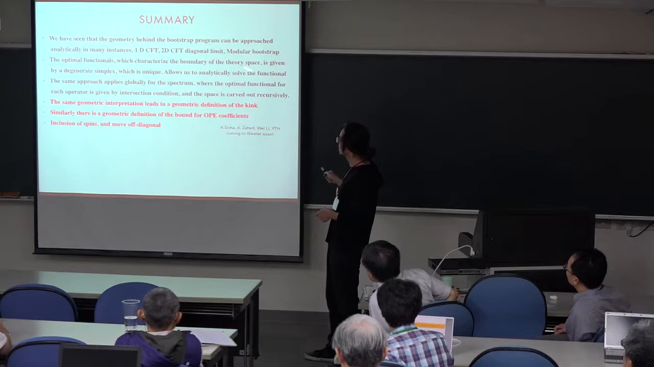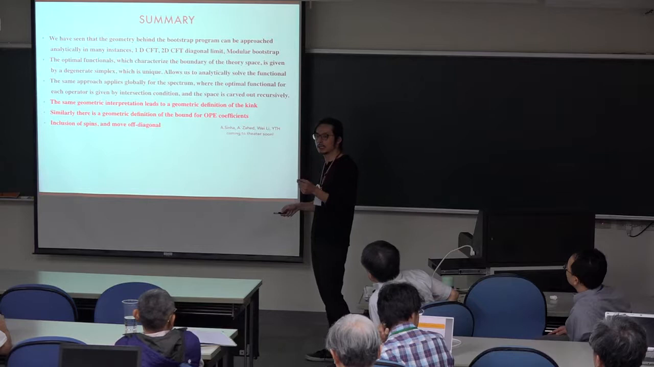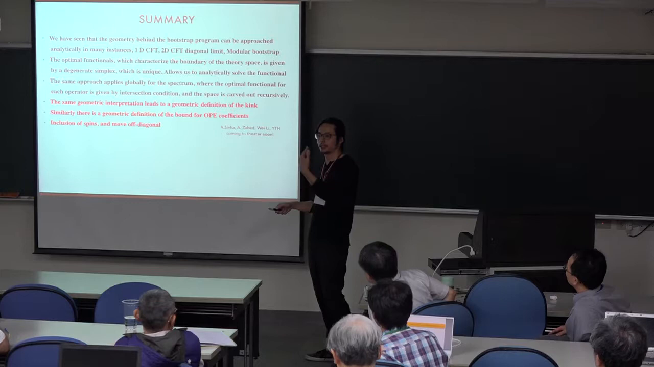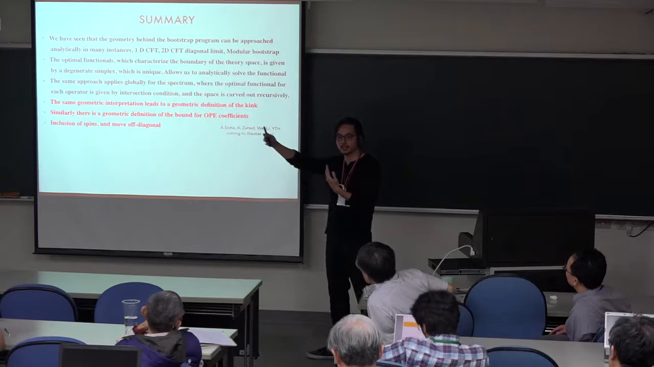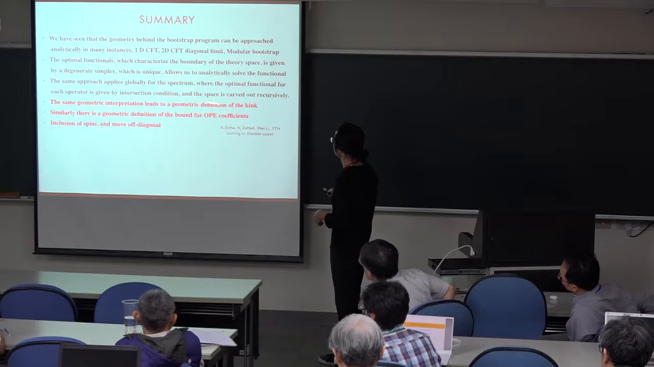So this is not just telling you about the gap. This approach tells you about the gap for the second operator, which depends on the first operator, then the third, the fourth and the fifth operator. If you know the first two, three operators, it tells you this is an iterative series that keeps telling you what exactly the boundary is. And so this is basically carving out the space recursively.